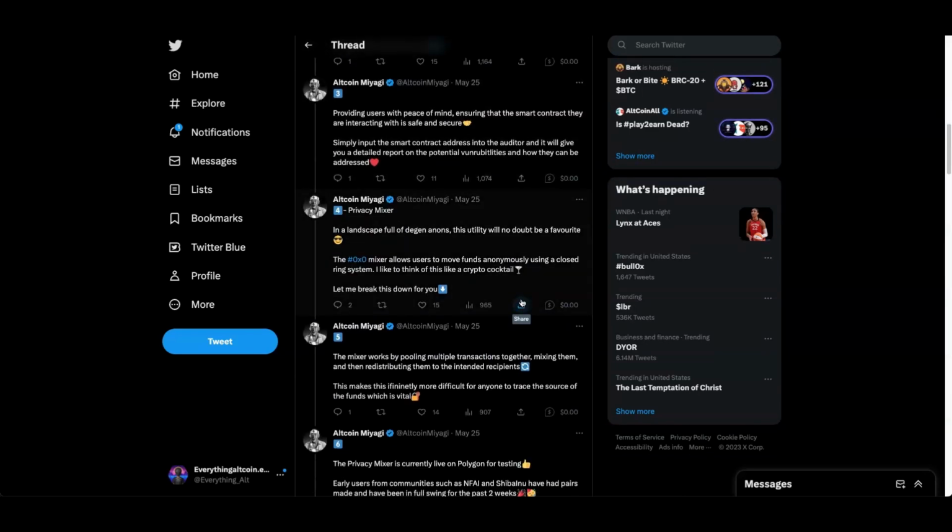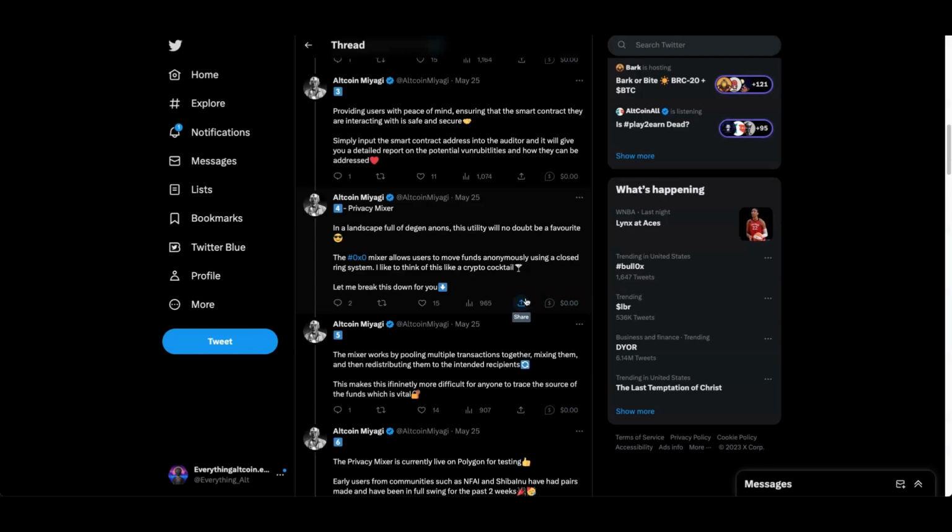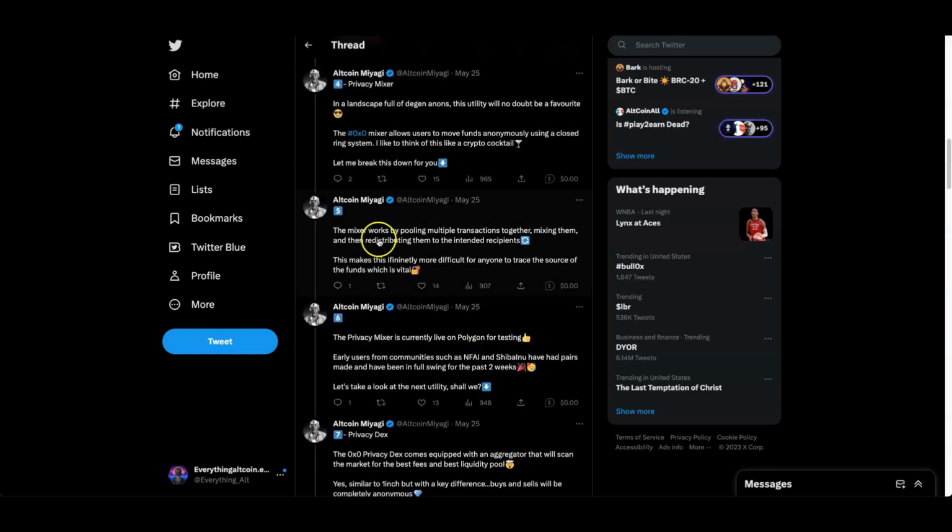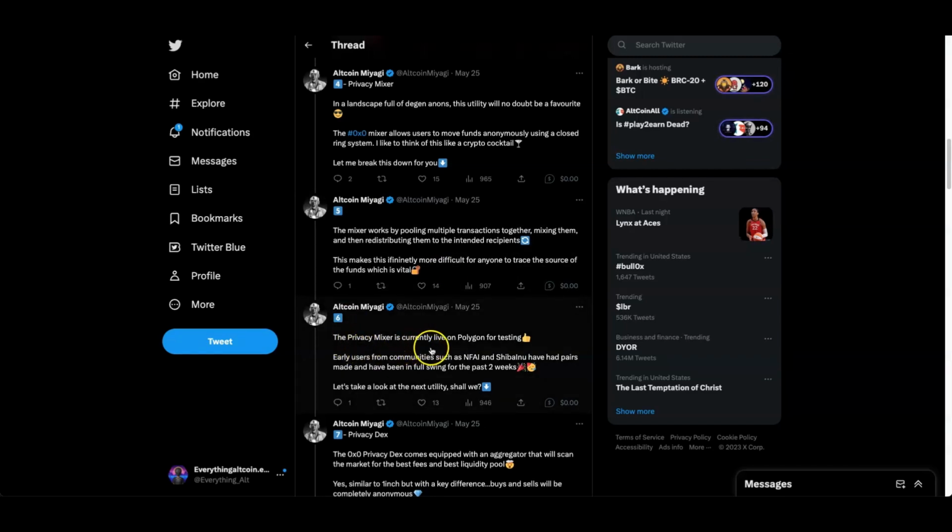The privacy mixer is something that a lot of people, I feel like, will be interested in, especially the ones that want to stay anonymous, the anons, right? So the mixer works by pooling multiple transactions together, mixing them, then redistributing them to the intended recipients. This makes it infinitely more difficult for anyone to trace the source of the funds, which is vital for your privacy, right? The privacy mixer is currently live on Polygon for testing.